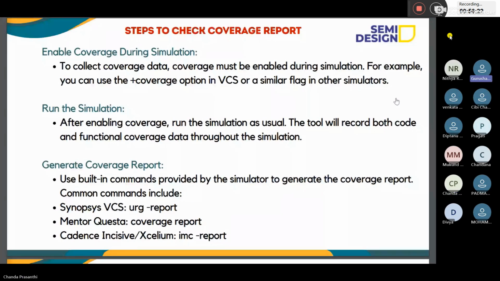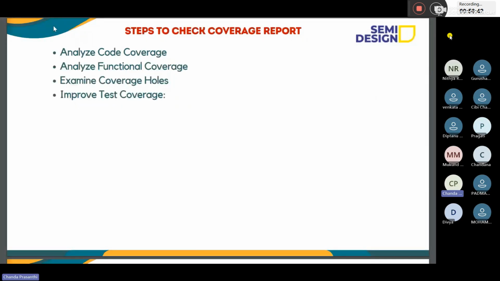Okay, see here. First, enable the coverage. You can go through the theory part, run the simulation, same as whatever I explained. Generate the coverage report. For Synopsys, we have some commands, Mentor Questa has some commands, Cadence has different commands like that. Then analyze the code coverage, functional coverage, and coverage holes, and improve the test coverage. So these are the steps for coverage, then check the coverage report. Okay. And next, question and answer discussion.